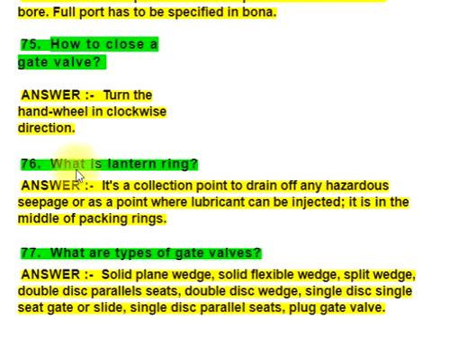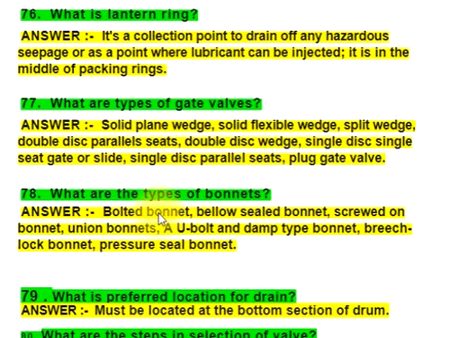76. What is lantern ring? Answer: it's a collection point to drain off any hazardous seepage or as a point where lubricant can be injected. It is in the middle of packing rings. 77. What are types of gate valves? Answer: solid plain wedge, solid flexible wedge, split wedge, double disc parallel seats, double disc wedge, single disc single seat gate or slide, single disc parallel seats, plug gate valve.